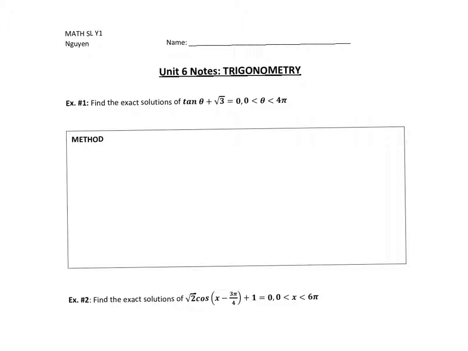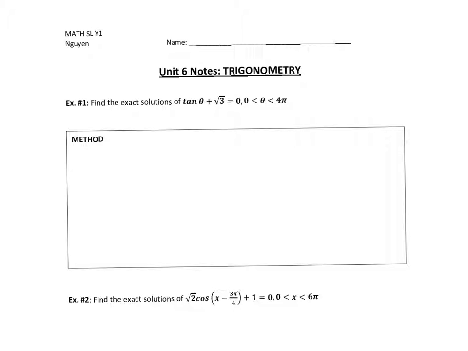So we are essentially just continuing on with something that we have worked on last class, and that's finding exact solutions. This time we're opening up with the tangent problem, and you have to remember that the period of tangent is different than the period for sine and cosine. The period for sine and cosine is 2 pi. The period for tangent is what?